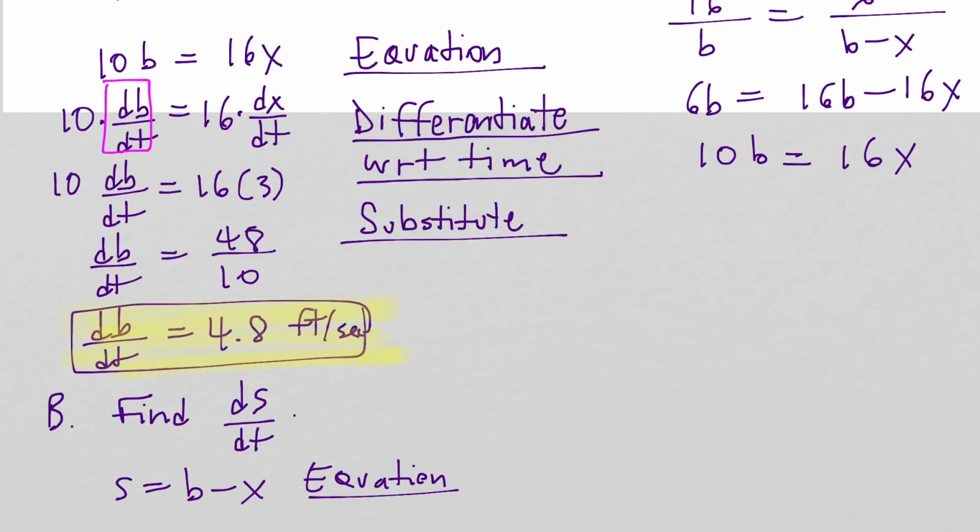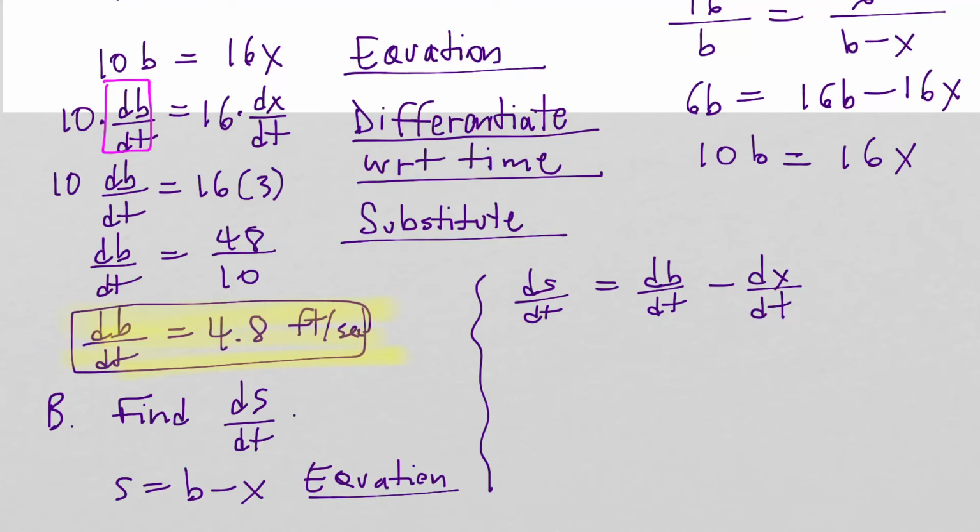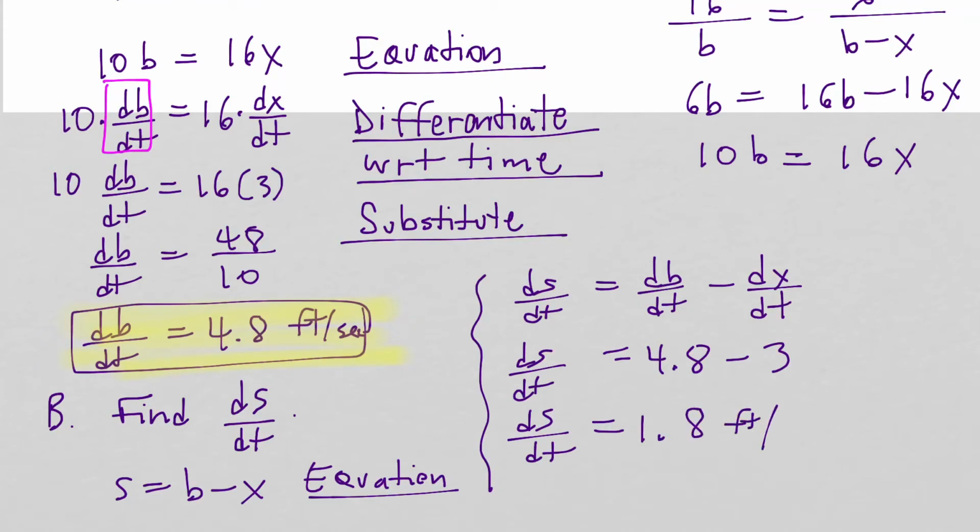I think I've run out of space at the bottom here, so we'll go over here. All right, so if I differentiate that equation, I've got ds/dt is equal to db/dt minus dx/dt. We already know that db/dt is 4.8, and we were given that dx/dt is 3. So this is pretty straightforward to find ds/dt. Subtracting 3, I'll get 1.8 feet per second.